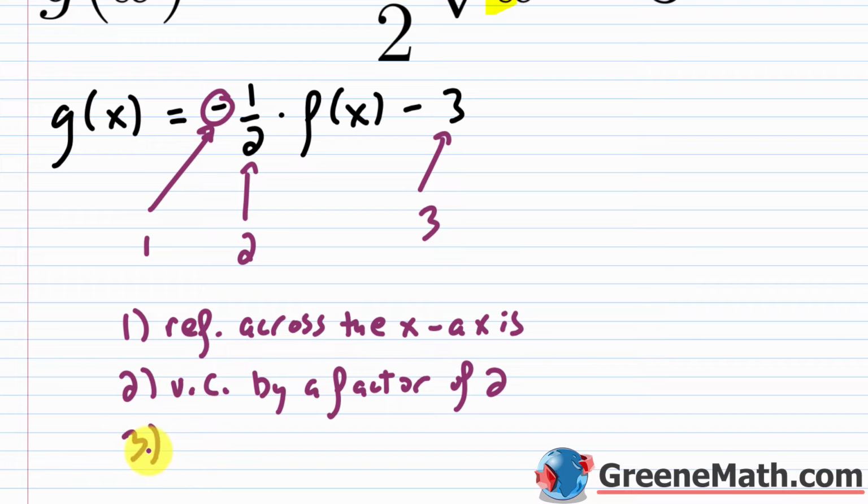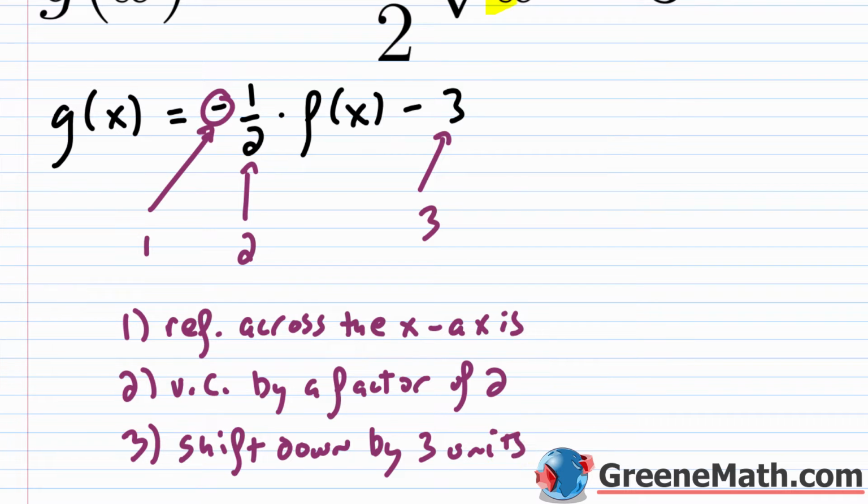So the third thing here, we have this minus 3, and that's just going to shift me down by 3 units. So let's say we're going to shift down by 3 units. And that's basically it. You're reflecting across the x-axis. You have a vertical compression by a factor of 2, and then you're going to shift down by 3 units.